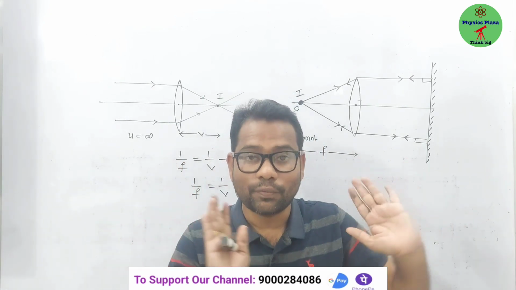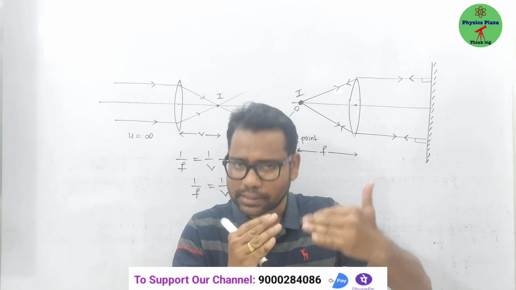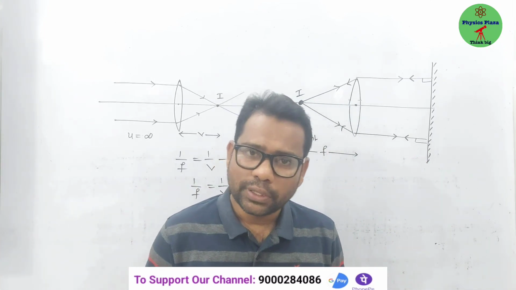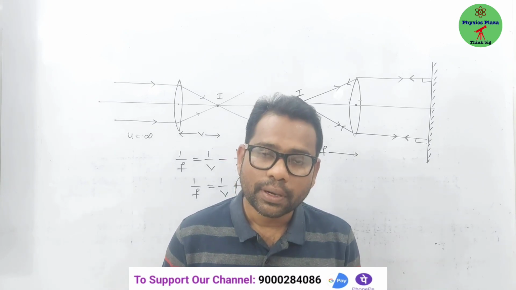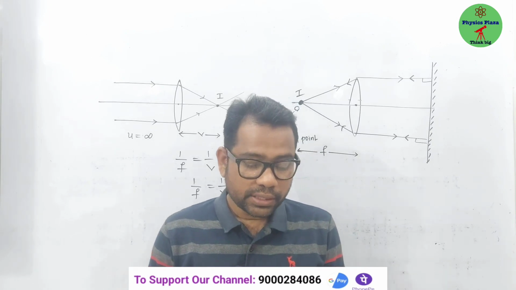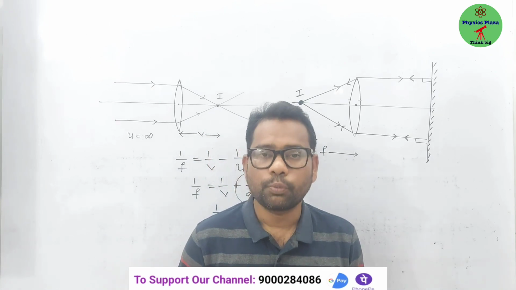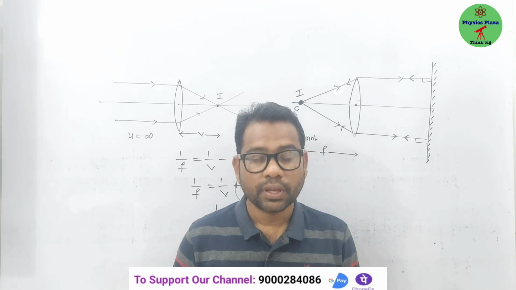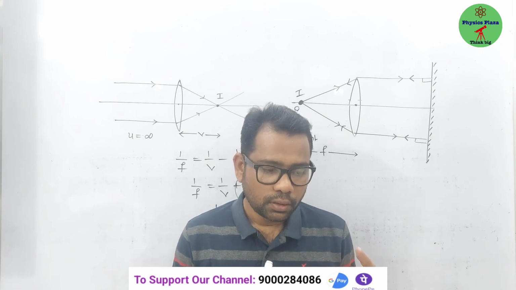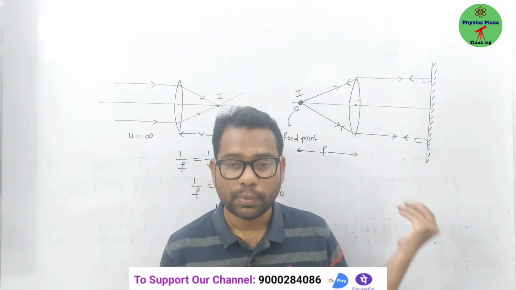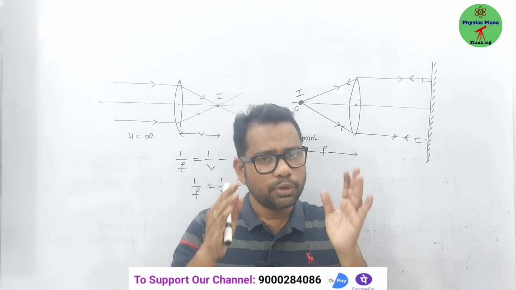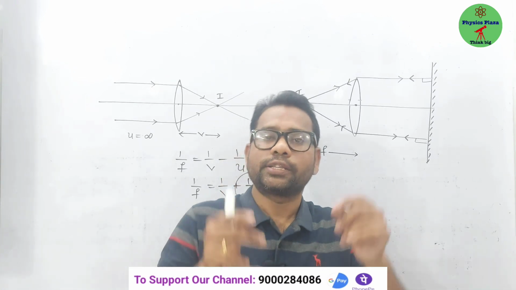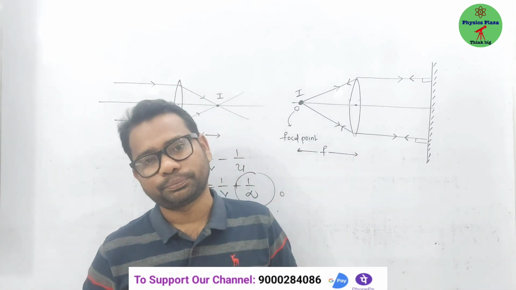Children, from the examination point of view, what are the applications of convex lens and concave lens? Of course, we discussed, but let us recall once again. Applications of convex lens: it is used as a burning glass, as a camera lens, in a terrestrial telescope, in slide projectors, in a spectrometer, and in a simple microscope, that is a magnifying glass. Coming to the concave lens, children, it is used in a Galilean telescope, and it is also used to overcome myopia.